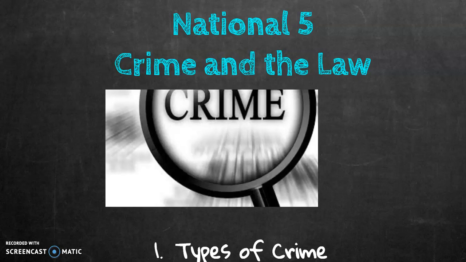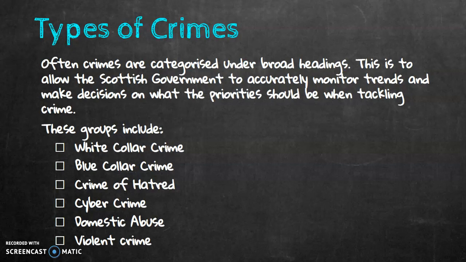So what we're going to look at today is the different categories of crime, the types of crime they use. These are the 6 broad categories or headings the Scottish Government tend to use when recording crime statistics. The first one is white collar crime, the second blue collar crime, third crimes of hatred, fourth cybercrime, fifth domestic abuse, and sixth violent crime. They use these categories because they break up sufficiently, but 6 is probably enough so that you can have broad trends within those 6 categories. There's obviously subcategories, but we'll just focus on these 6 here.